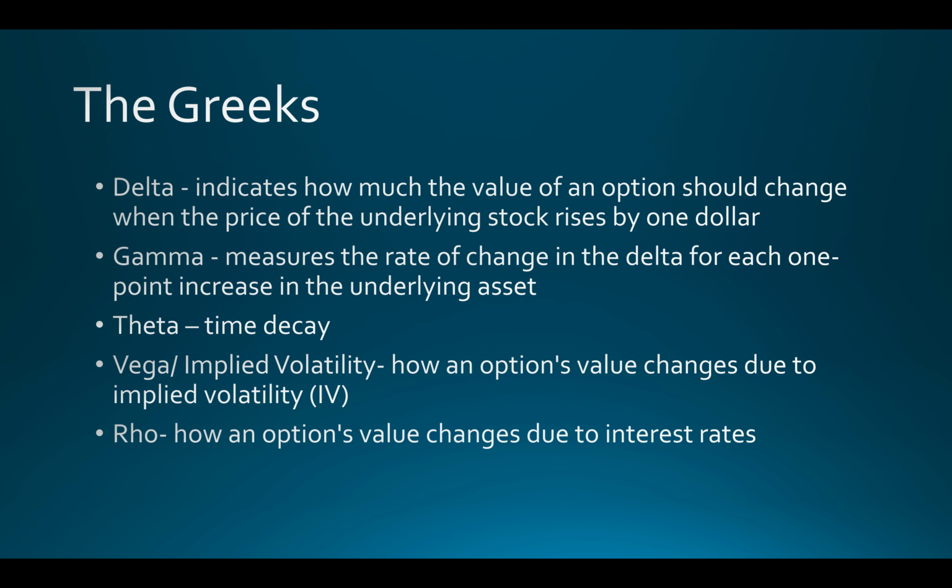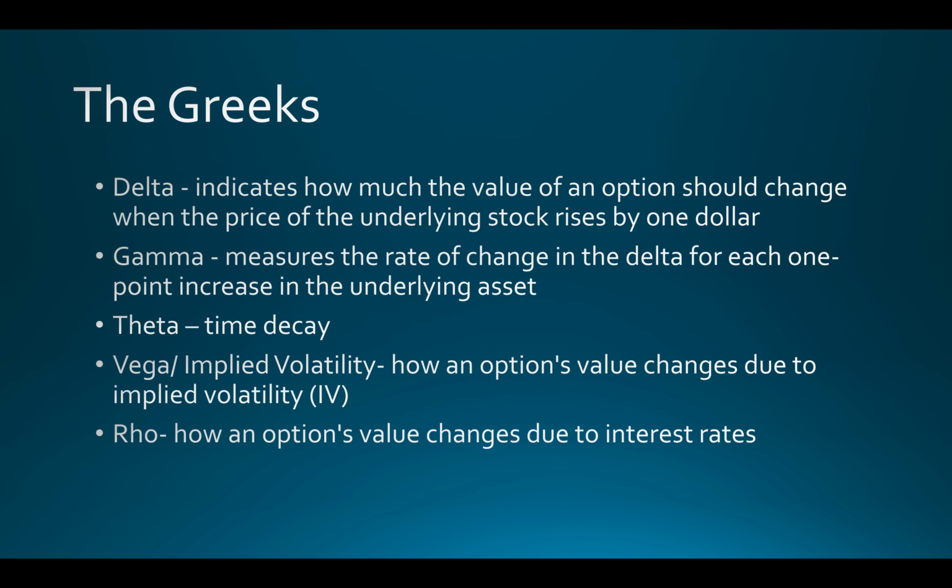When determining the price of options, the Black-Scholes equation comes into play. In this equation, there are multiple variables, which are labeled the Greeks. I do not want to get into them too much, but I just want you to know that they exist. Delta indicates how much the value of an option should change when the price of the underlying stock rises by $1. So if you have a call option, if the stock goes up, holding everything else constant, the price of the option should go up.